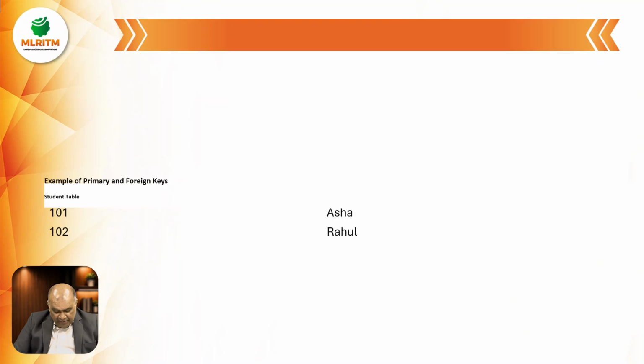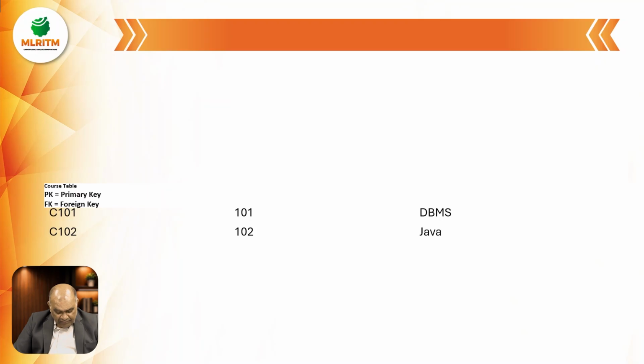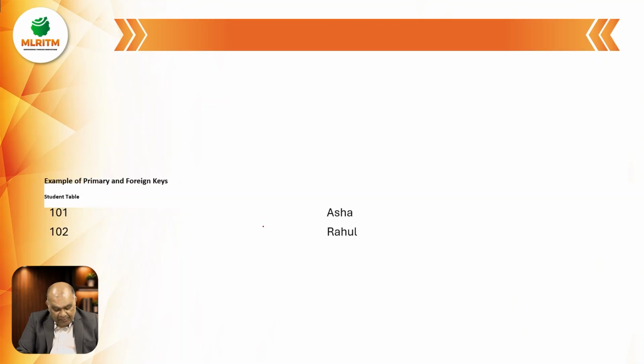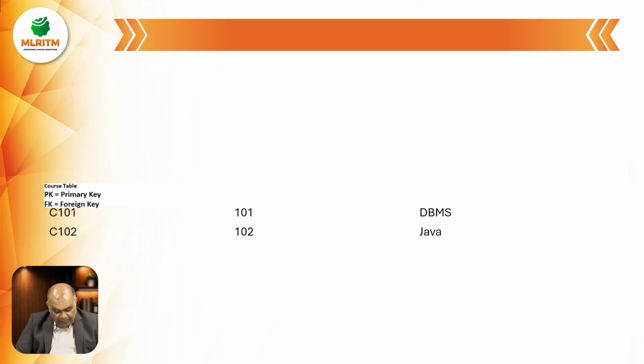So here you can see an example of the primary keys 101, 102, Asha and Rahul. And here C101, C102, 101, 102. C101 is nothing but a foreign key from the other table, which is the course table. And 101, 102 are the primary keys of the student table. So this is the course table where we have course C101, C102, and 101 and 102 both are the primary keys of the student table, and these are the course names. So this is a combination of the foreign key. Foreign key means one of the keys should be a primary key of another table.